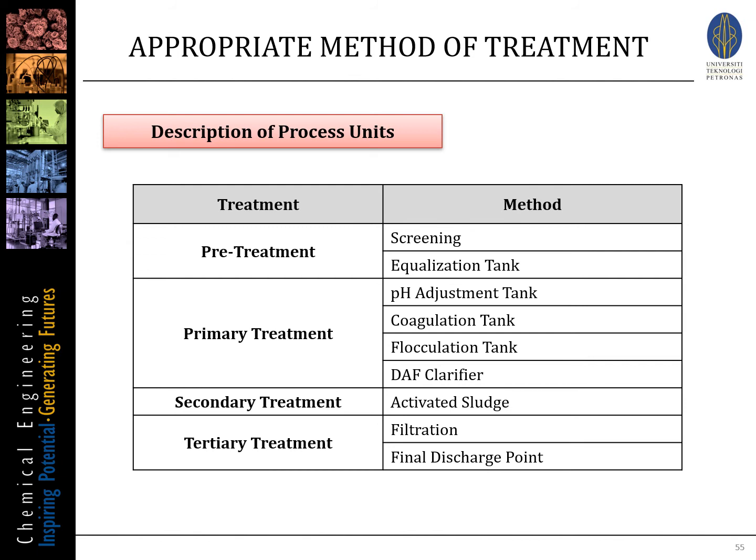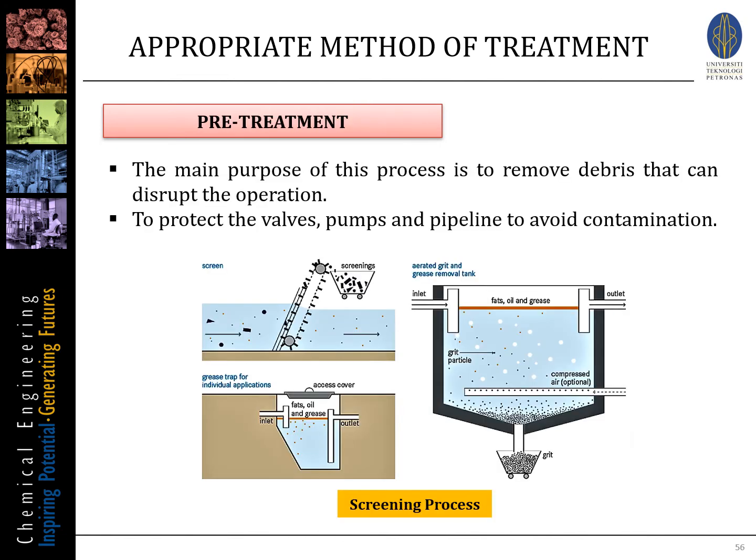The wastewater treatment strategy is divided into 4 categories, which are pre-treatment, primary treatment, secondary and tertiary treatment. Under the pre-treatment, it is divided into 2 steps, which are the screening and equalization tank. The main purpose of screening is to reduce debris that can disrupt the operation and to protect the valves and pump. The equalization tank function is to avoid equipment disruption and to avoid solid deposition. The figure in the slides shows the screening process unit.